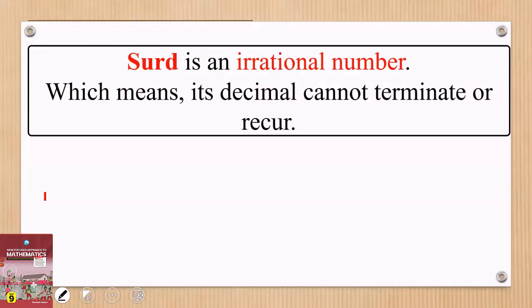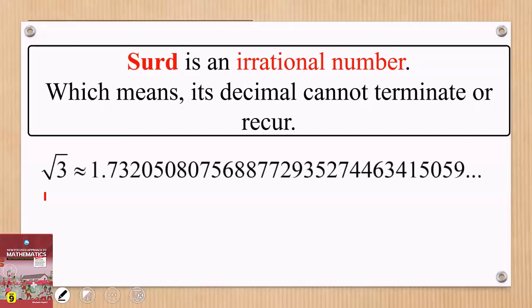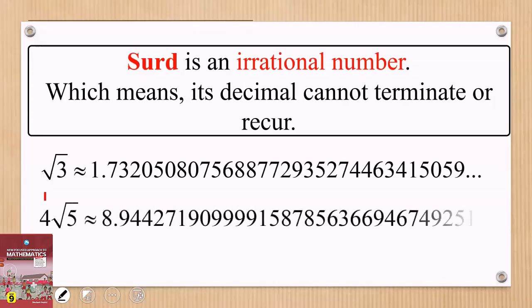Now, what is a set? In the simplest form, we'll say it's an irrational number. What it means is that the decimal cannot terminate or recur. For example, if I take the square root of 3, the decimal is 1.73205080 and so on and so forth. It will never terminate, it will never recur or repeat. And so any number that does not terminate or repeat is called an irrational number.